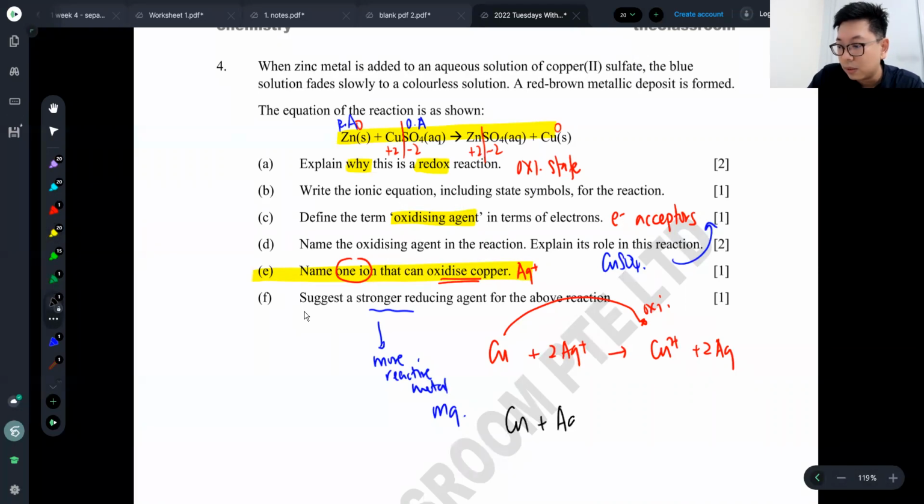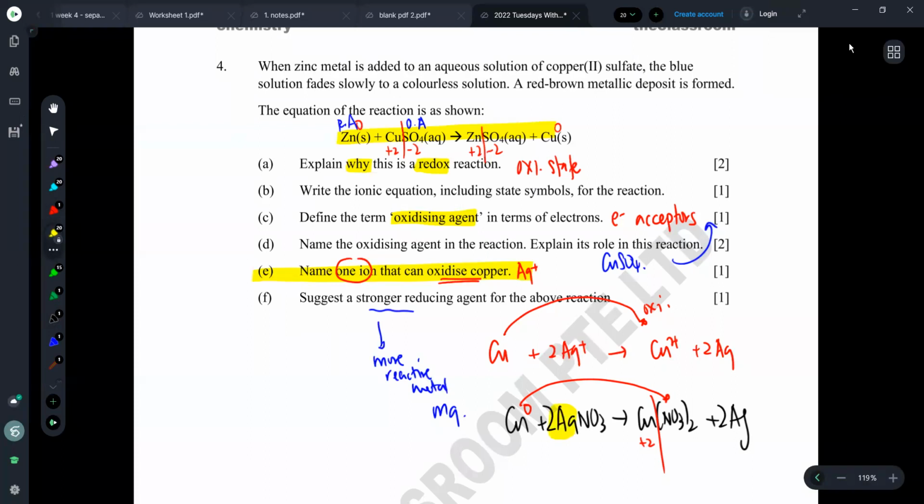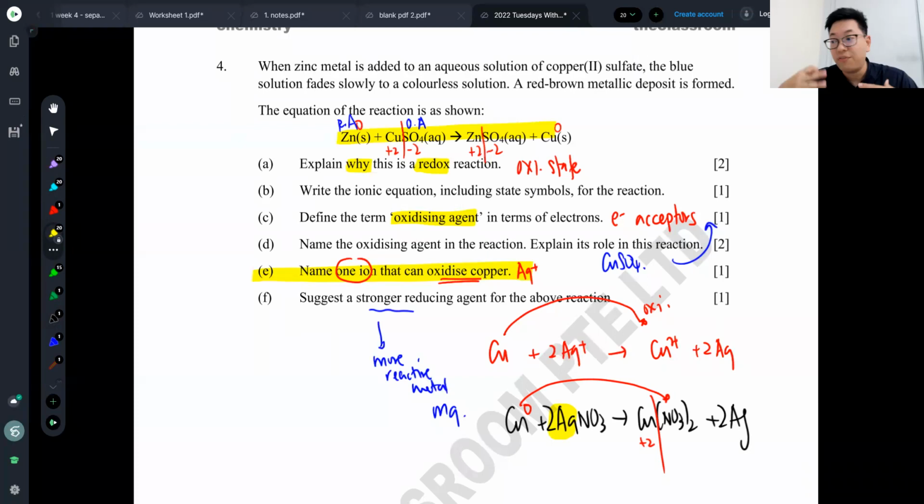Copper and silver nitrate form copper nitrate and silver. To balance, you put a 2 there, put a 2 there. Let's look at what happens. We know that copper is oxidized. Copper goes from 0 to +2. So which ion oxidizes copper? Silver. Silver ions gain electrons from copper. They form silver metal. Copper metal forms copper ions. We good?